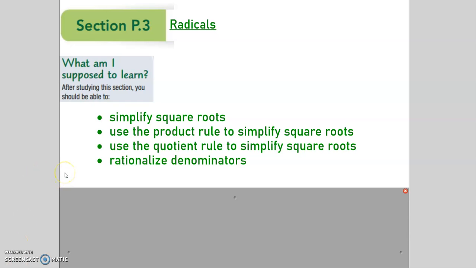I have another video for us for P3, Prerequisite Section 3. This is focusing on radicals. So the last video we hit these first three objectives. Today we are going to focus on the last objective, rationalizing denominators, as well as a little bit of simplifying, because we have to practice multiplying radicals.